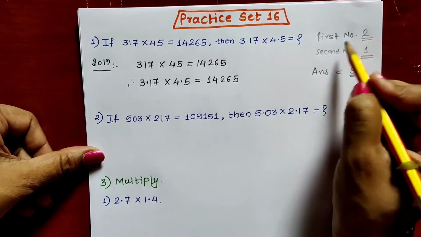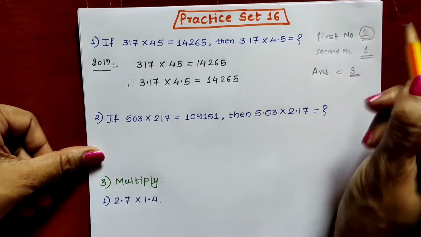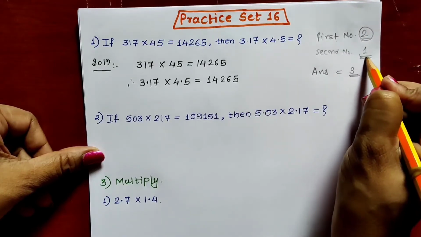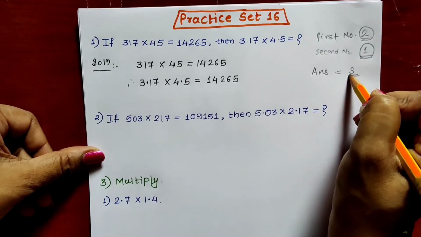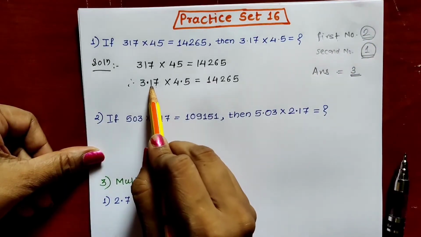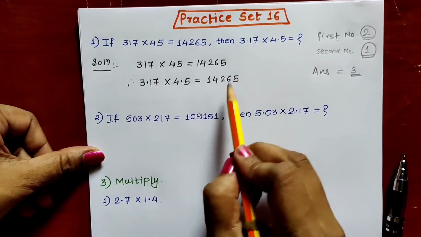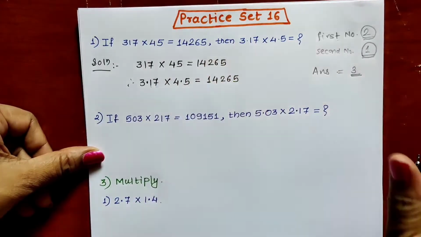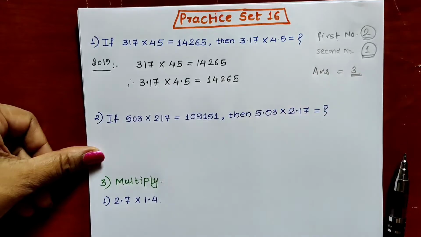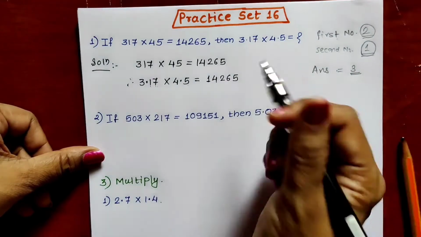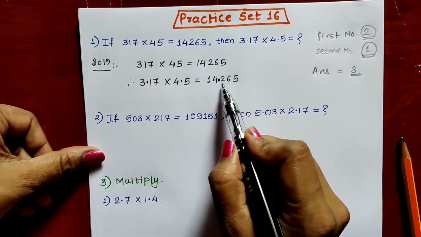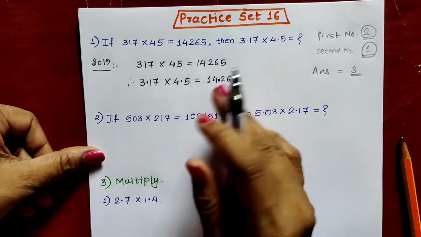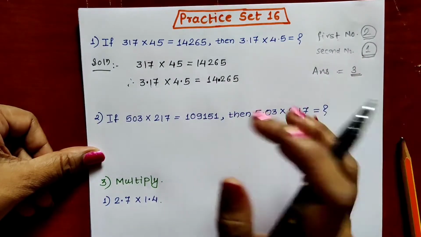Are you understanding? In first number there are 2 digits after decimal point. In second number there is 1 digit after decimal point. So in answer there should be 3 digits after decimal point. Here 2 digits, here 1 digit. So in answer there should be 3 digits after decimal point on the right hand side. Okay, I am saying about right hand side. So where should I put the decimal point now? Here. If I put the decimal point here, I will get 3 digits after decimal point on the right hand side. It is so simple.